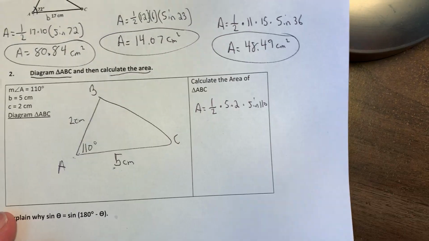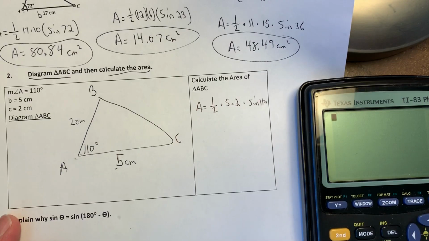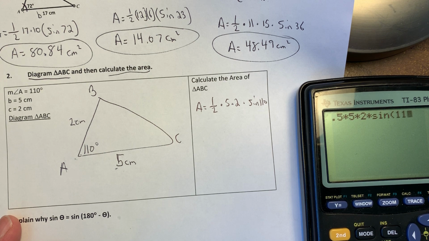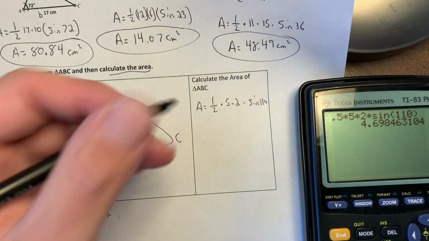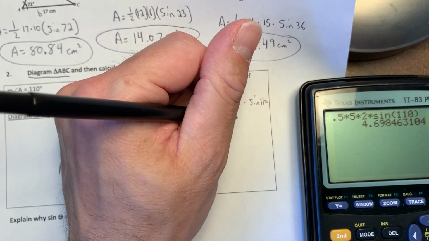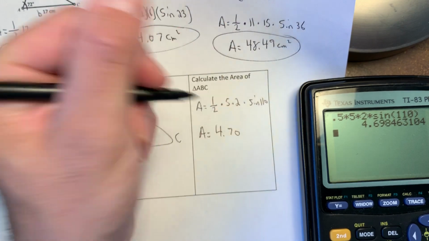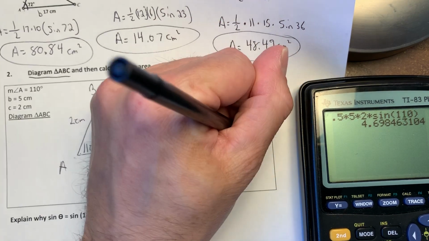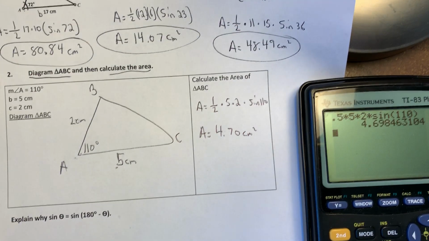All right, and just get your calculator out. All right, we'll do 0.5 so we don't get confused. All right, times 5 times 2 times the sine of 110 degrees, right? And the area for this is 4 point, right? All right, we're going to have to round this to 70 if I do 2 decimal places, but it doesn't tell me, so it doesn't matter, all right?